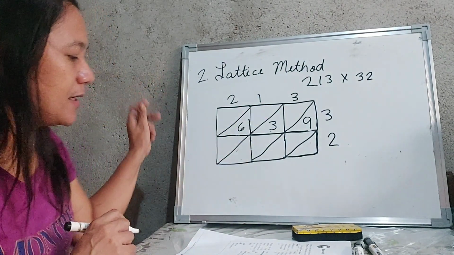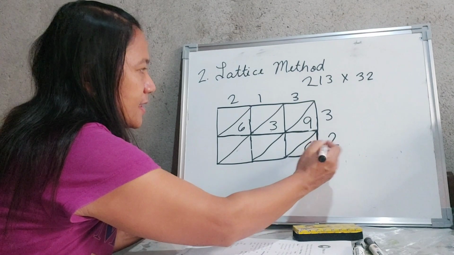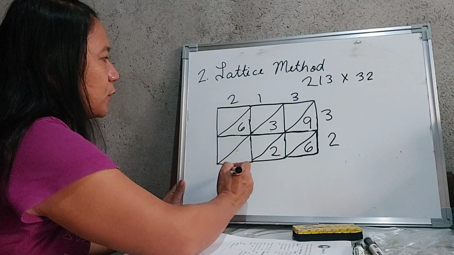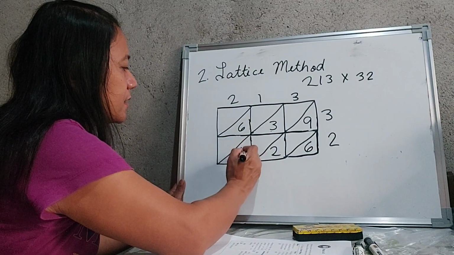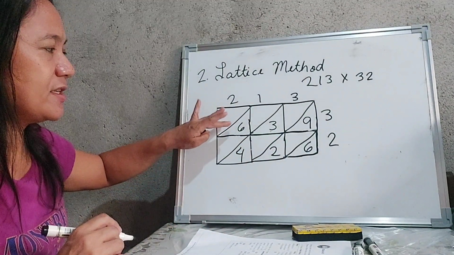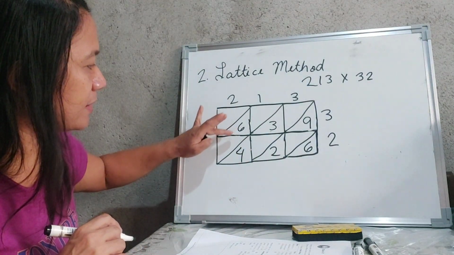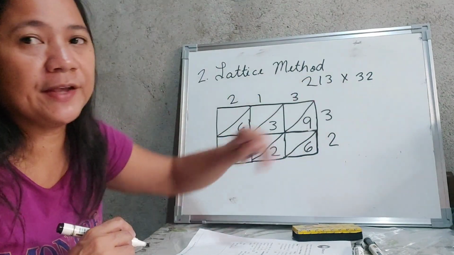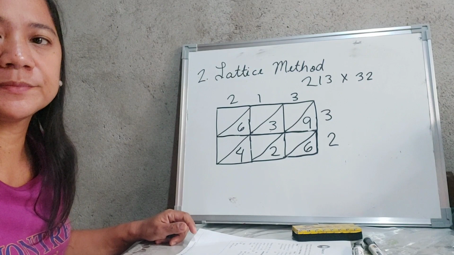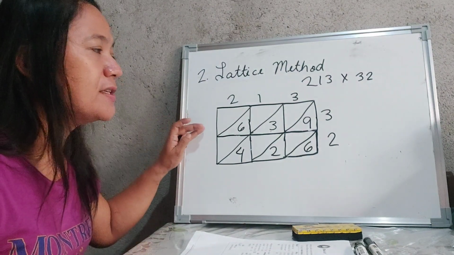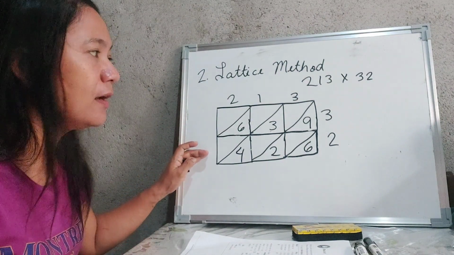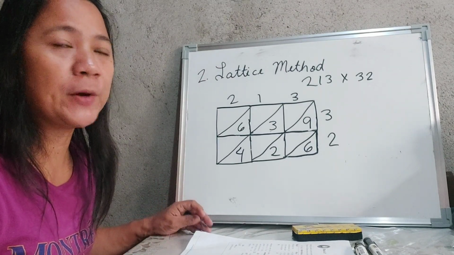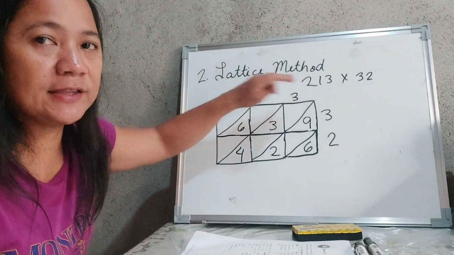2 times 3 is 6. 2 times 1 is 2. And 2 times 2 is 4. So this is the second partial product of the given data. We already have the first and second partial product. All we have to do now is to find the final product of the given data.